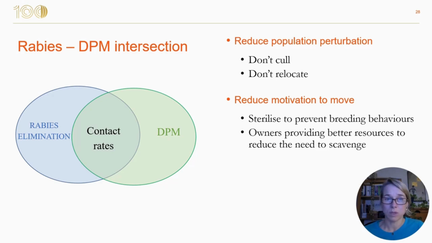And we know there are a few ways of implementing stray control that can cause perturbation of the population. So both culling and relocation will lead to movement of the remaining dogs and an associated increase in contact rates. And in the case of relocation, new contacts will be made in whatever location the dogs are dumped in. So instead, we want to reduce the motivation to move. So sterilisation to reduce breeding behaviours and the associated high contact rates, and encouraging better provision by owners and carers so that their dogs have less need to roam to meet their nutritional needs.